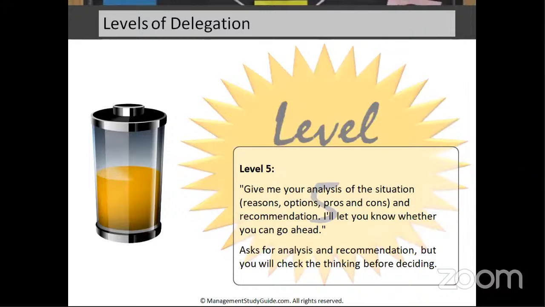Level 5: give me your analysis of the situation, reasons, options, pros and cons, and recommendation, and I will let you know whether you can go ahead. Ask for analysis and recommendation, but you will check and think.